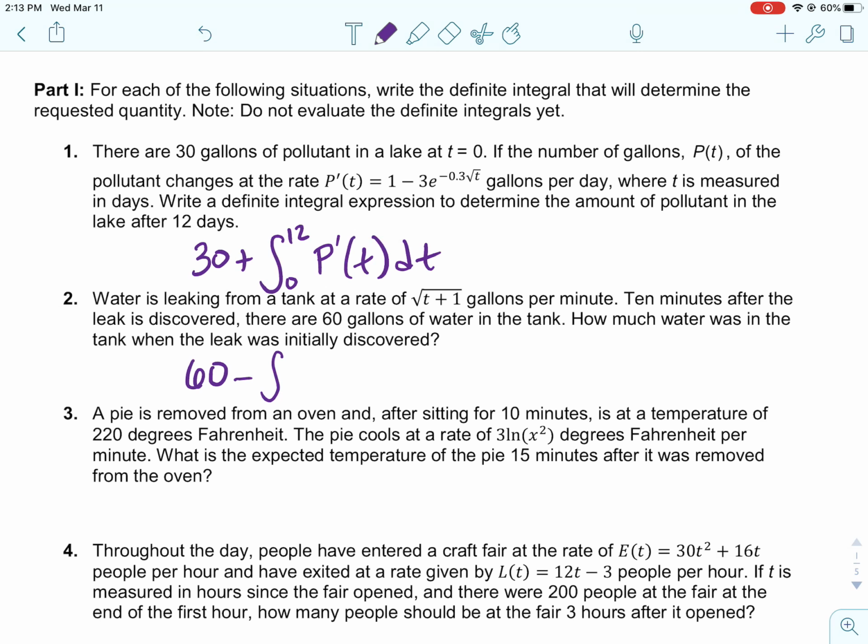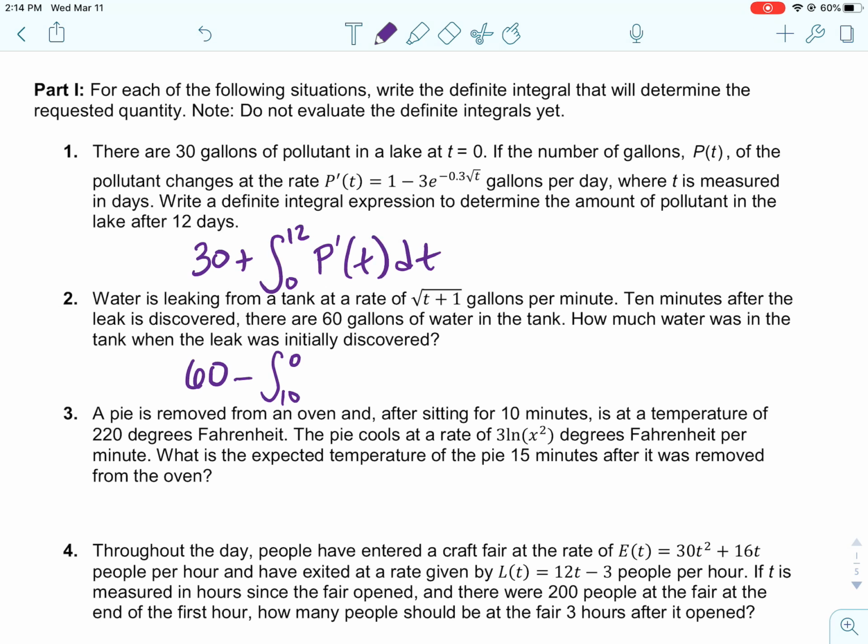Now, this is where I think it gets kind of tricky. At what time is there 60 gallons? 10. So 10 has to be at the bottom. I know that seems weird, but it is the lower limit. The same thing on the first one. We had 30 gallons at time 0. So 0 is your lower limit. So 60 gallons at time 10. So 10 is the lower.